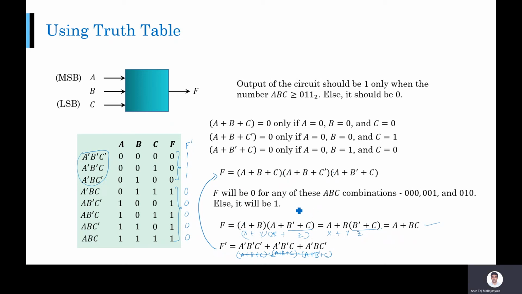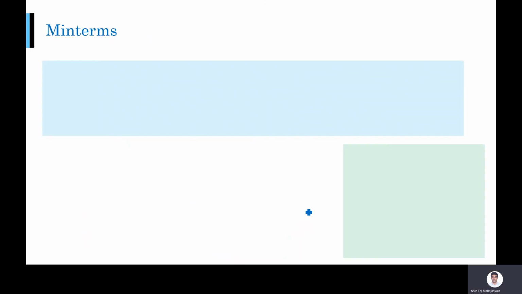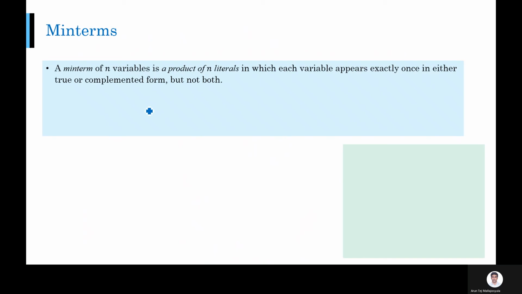Okay, so this is one example where you use the truth table to realize the circuit. Look at min terms and max terms. A min term of n variables is a product of n literals in which each variable appears exactly once. It can be either in its true form or complement form, but not both. So it's a product of n literals. If you have n variables, then min term is a product of n literals.